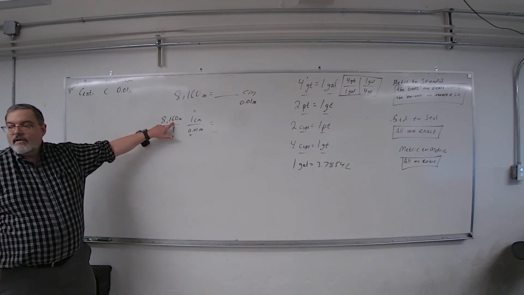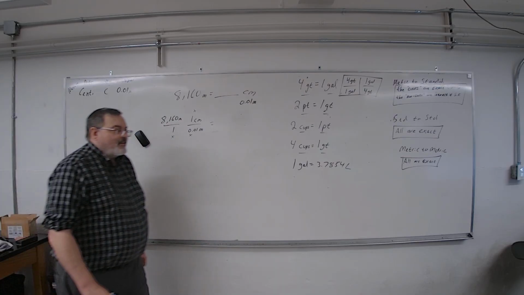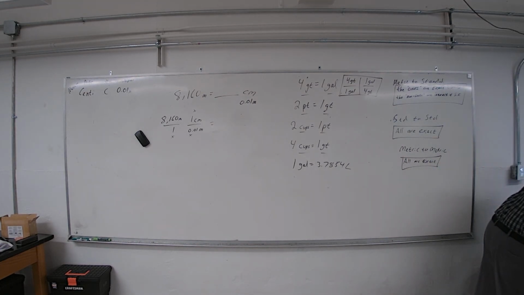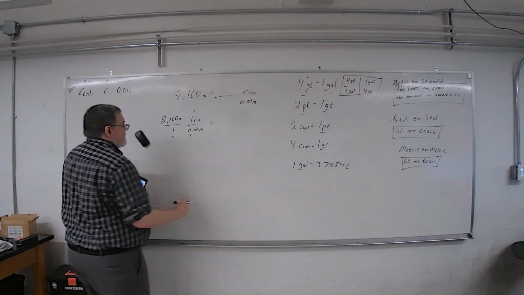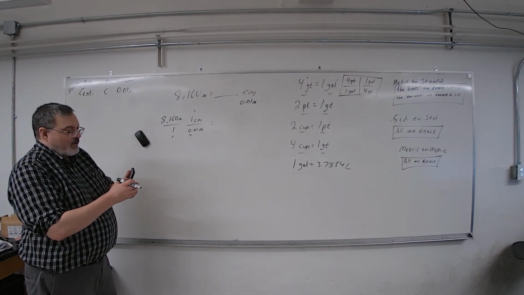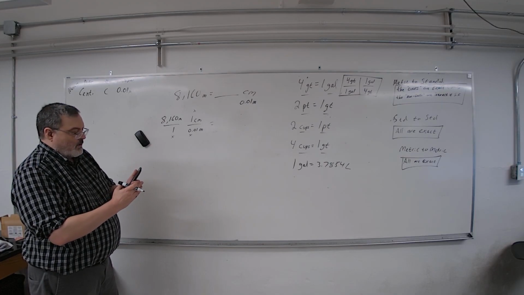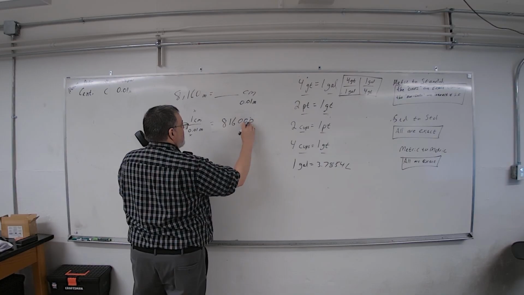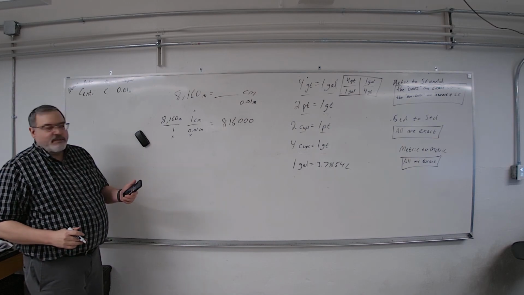How many significant figures are here? 3. Let me double check. Maybe they put a decimal there. Nope, there's no decimal. So we need 3 significant figures here. If I do this in my calculator, my calculator says, oh yeah, this is a good note to end on. So that's fine, 3 significant figures. That shows 3 significant figures.